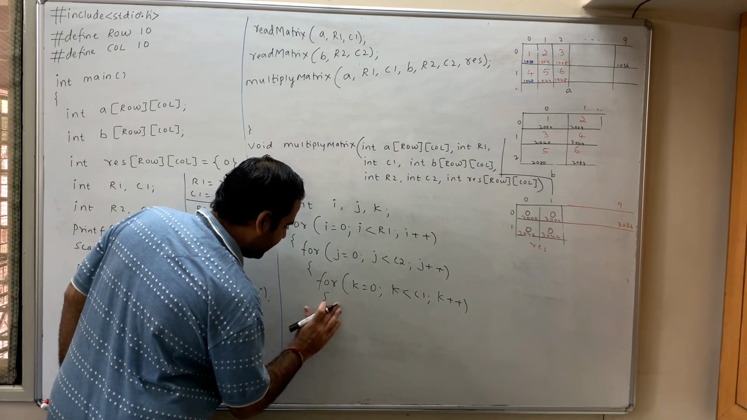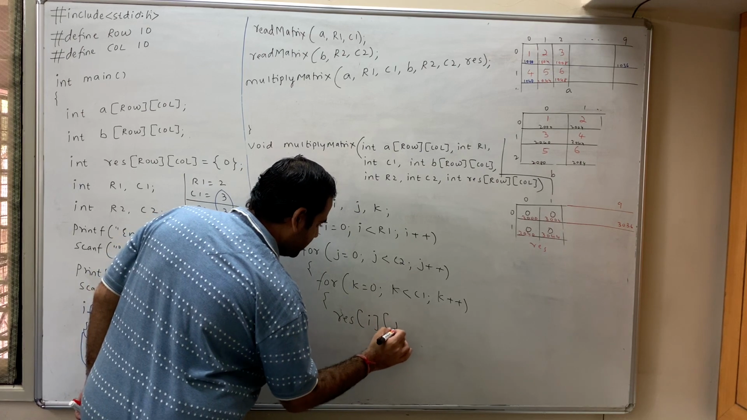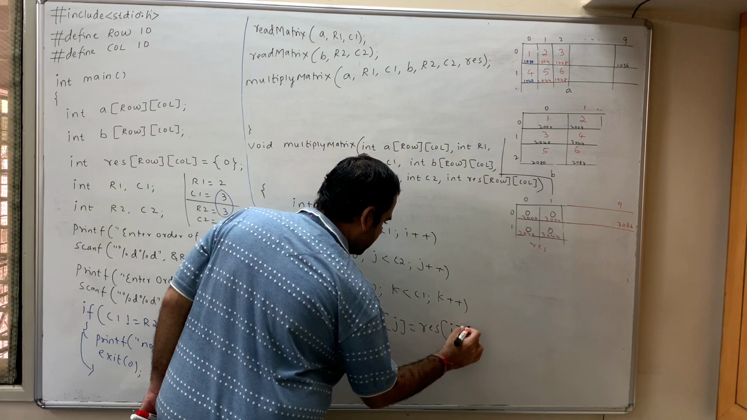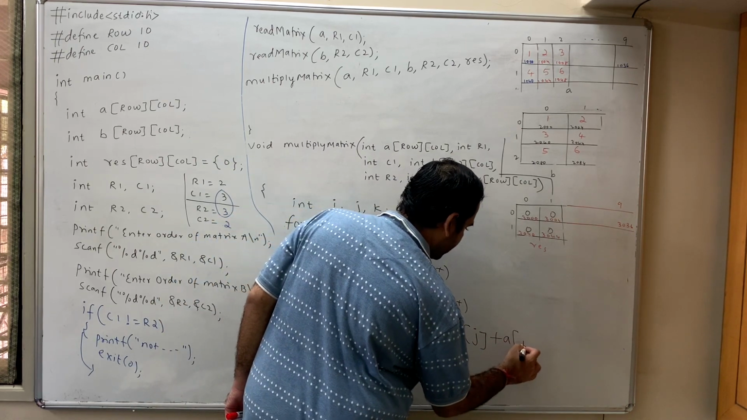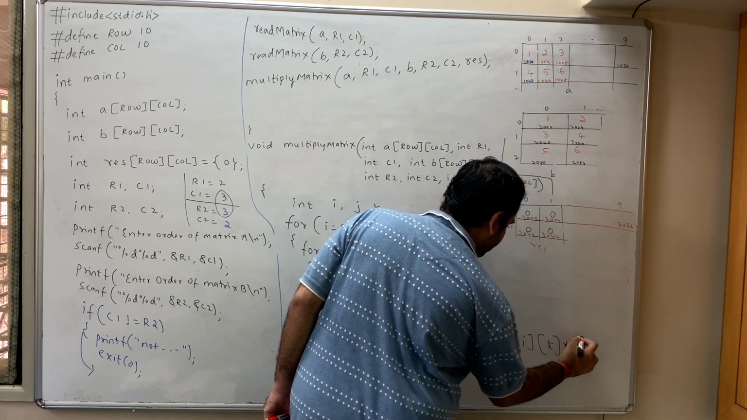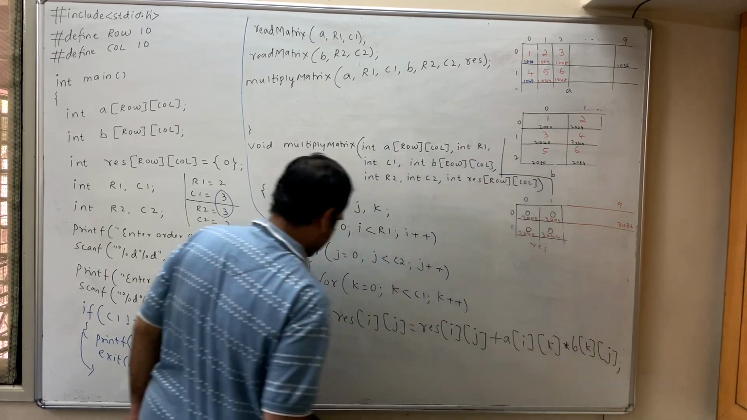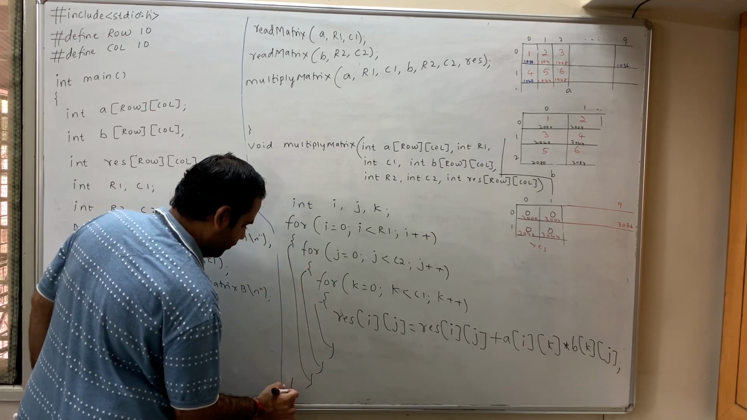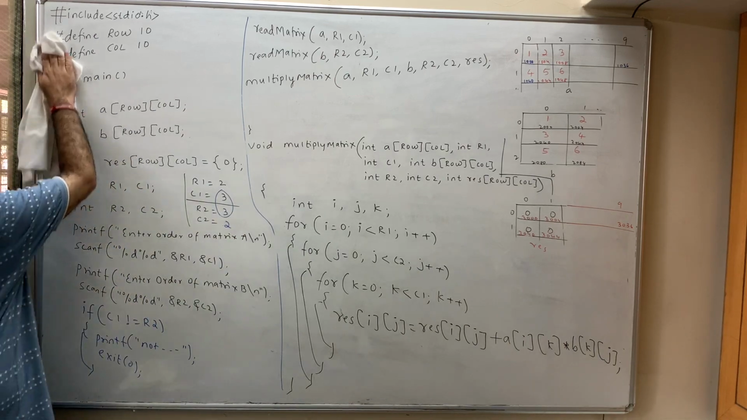Now, what did I write over here? Result of ij is equal to result of ij plus a of ik. I already explained this. How do we get this? Multiplied by b of kj. Okay. Now, I will erase this part of the code.